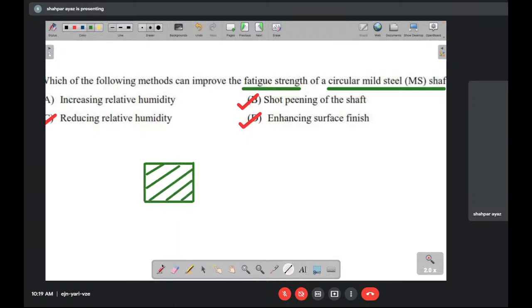Suppose fused silica sand particles are there. You have to remove these silica sand particles. How can you remove them? We bombard them with the help of steel balls, like this. Whenever we bombard like this, repeated loading is there.